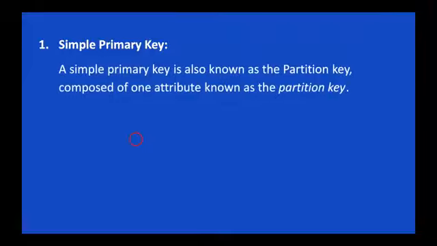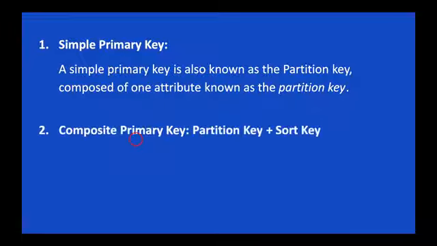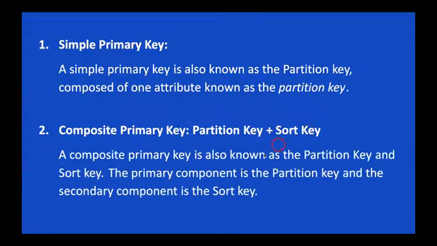After that, we have two types of primary keys. One is the simple primary key, which is also known as the partition key. In general, we use a partition key as the primary key. Coming to the composite primary key, the combination of partition key and sorting key is nothing but a composite primary key. The primary component is the partition key, and the secondary component is the sorting key.